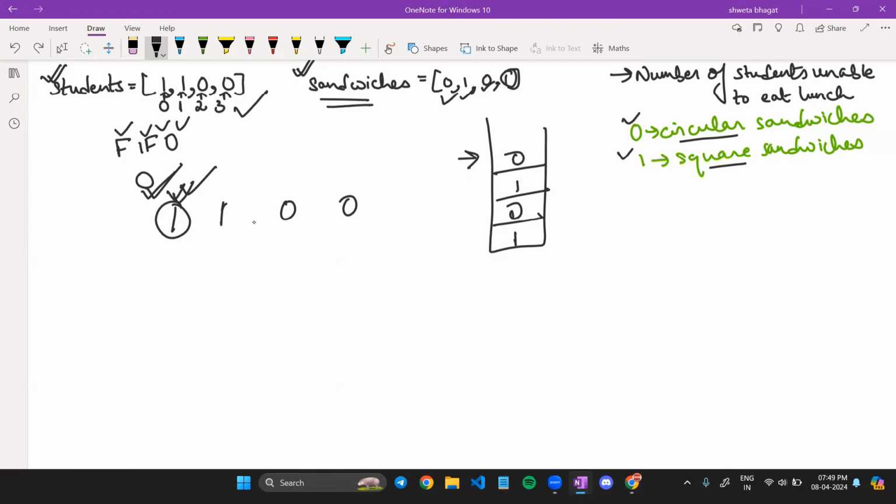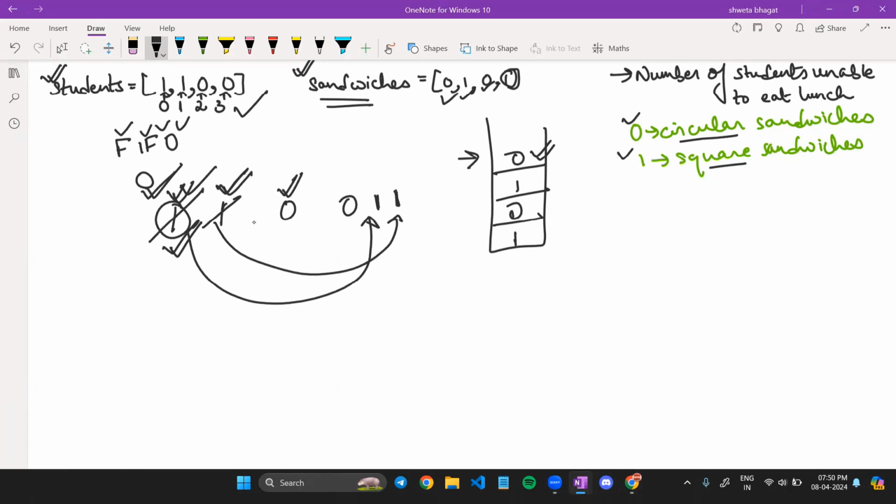And what if this particular child wants a square sandwich, but at the top of the stack, what is present? It's a circular sandwich. This child doesn't want a circular sandwich, so he will go to the end of the line. So this child will go at the end of this queue. Okay. Then we will check whether this child wants the top value. We can see that this child wants a square sandwich as well, but we have a circular sandwich at the top. So what will happen? This child will also move to the end. So this child will come over here.